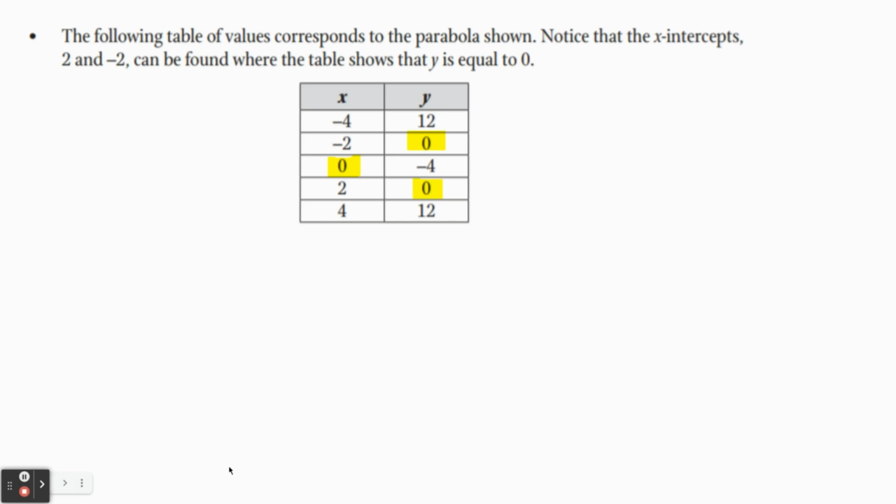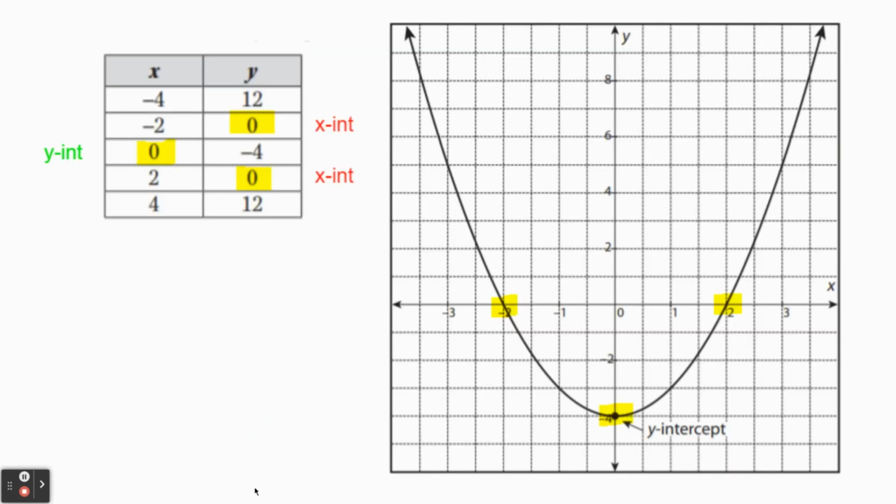Sometimes you'll get a table, and following the zeros will tell you whether or not you have an x-intercept or a y-intercept. So in this particular table, we have 0, negative 4 is the y-intercept, and then we have 2 x-intercepts, negative 2, 0, and 2, 0. And here's the graph of that again.